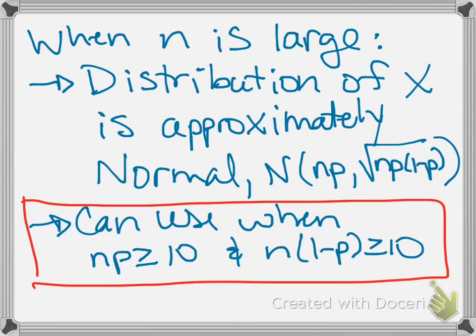However, if that requirement is met, then when n is large, we know that our binomial distribution of x will behave approximately the same as the normal distribution. So we can use our binomial mean, which is np, to step in for the mean of the normal distribution, and we can use our binomial standard deviation, which is the square root of np times 1 minus p, to represent the standard deviation of the associated normal distribution.